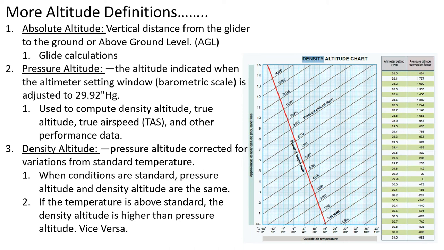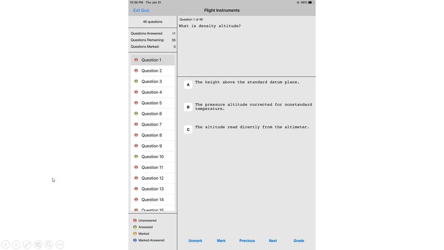Right, exactly. And then there's density altitude, which we talked about in the first weather lecture and how to use this chart. So your pressure altitude corrected for variations from standard temperature, right? So if the temperature is above standard, the density altitude is going to be higher than the pressure altitude, vice versa. And this is where we'll talk about performance, right? Because with thinner, hotter, higher density altitudes, the poorer performance you're going to get out of your glider or airplane, especially a power plane. What is density altitude? Height above the standard datum plane, the pressure altitude corrected for non-standard temperature, the altitude read directly from the altimeter. Correct.